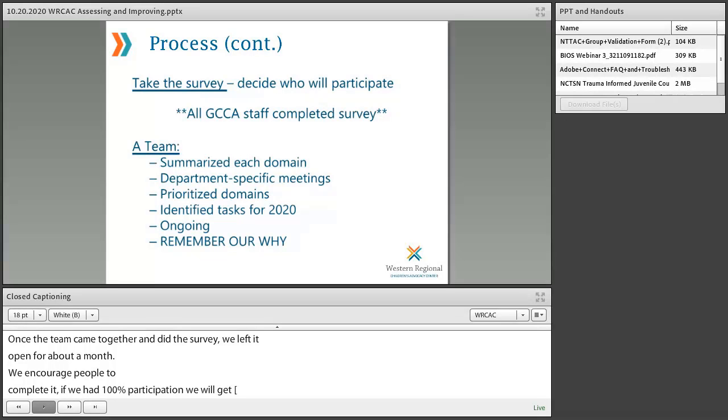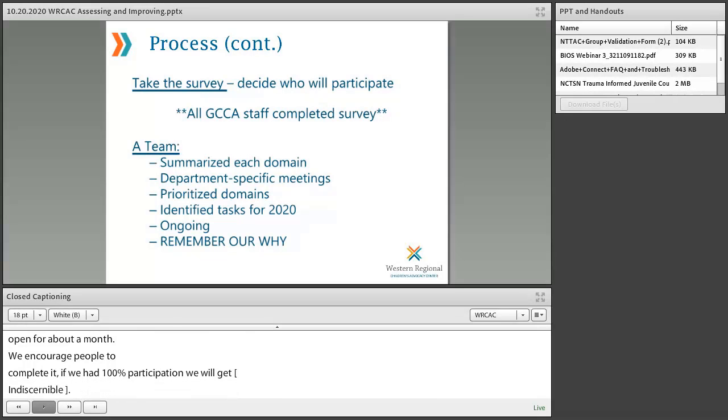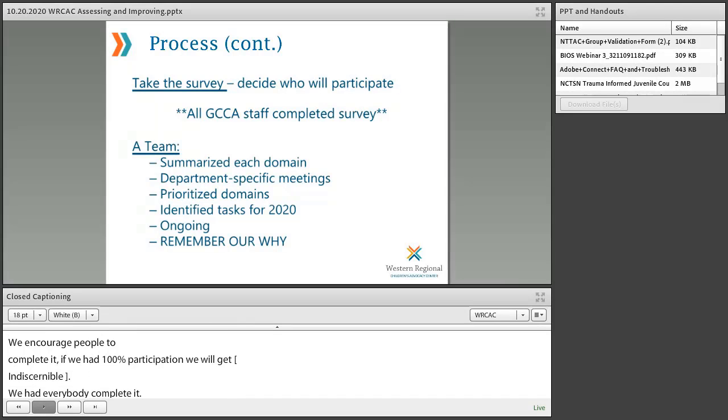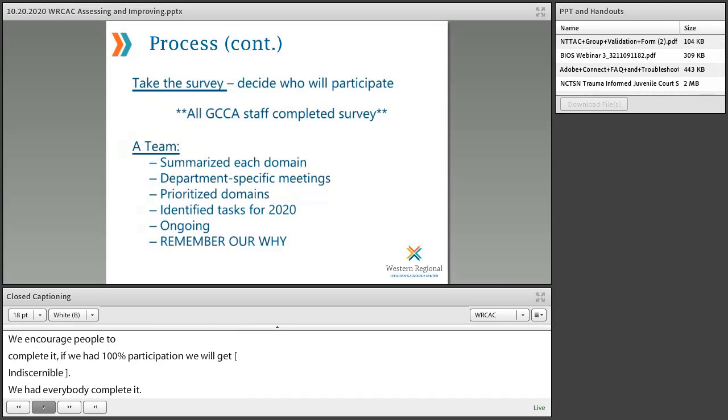And so once we did the survey, we got some great consultation from the NCTSN. They actually came, did a site visit, and helped us walk through the first couple of domains. As I mentioned, there's 9 domains and 10 to 12 questions each.